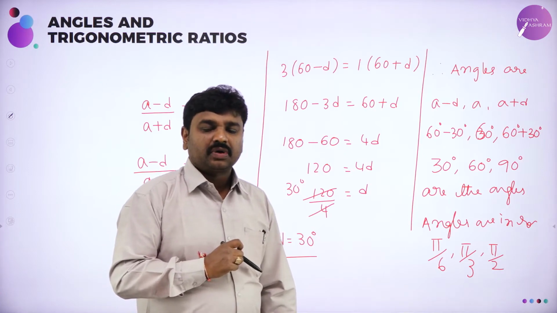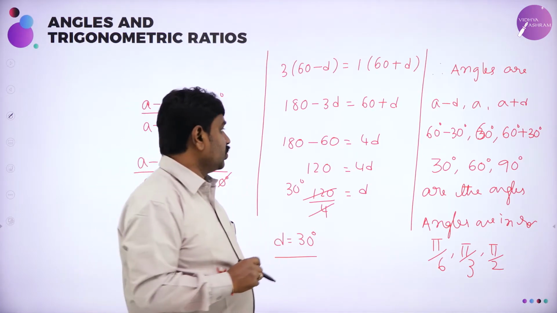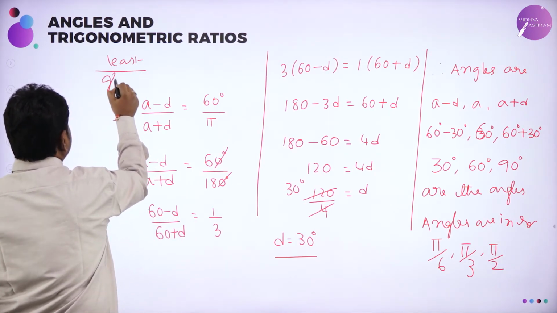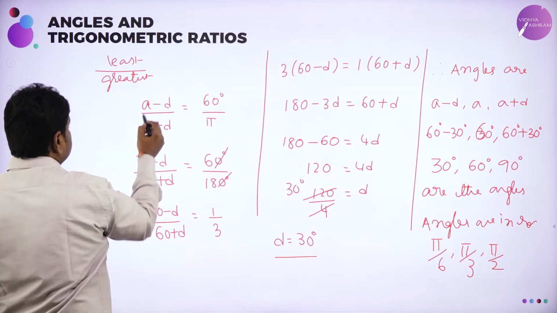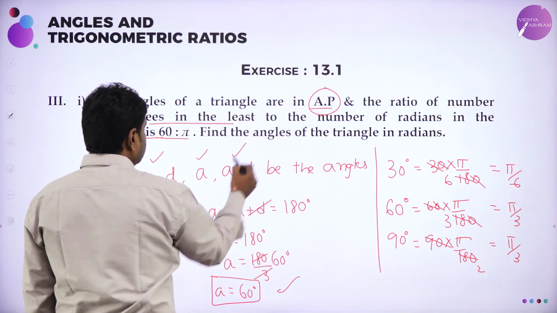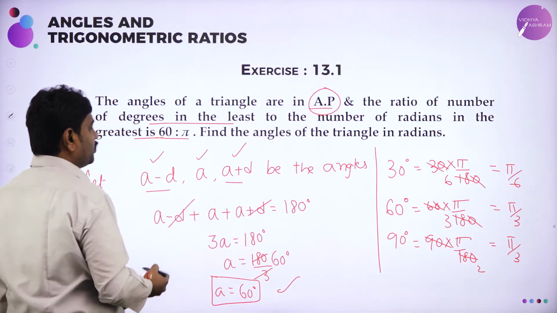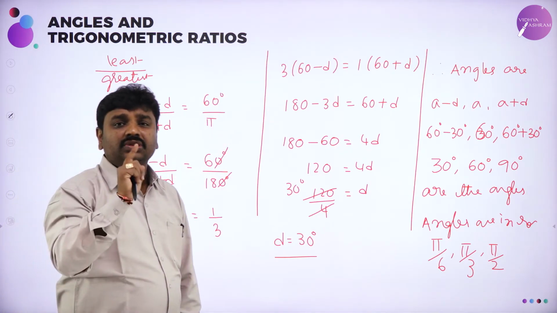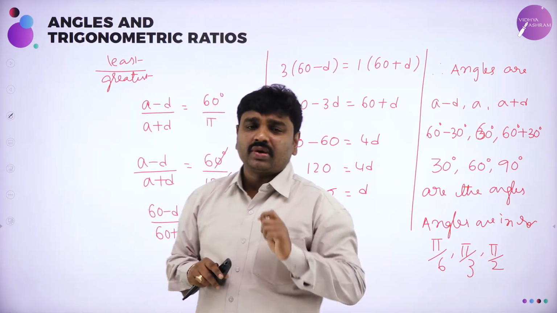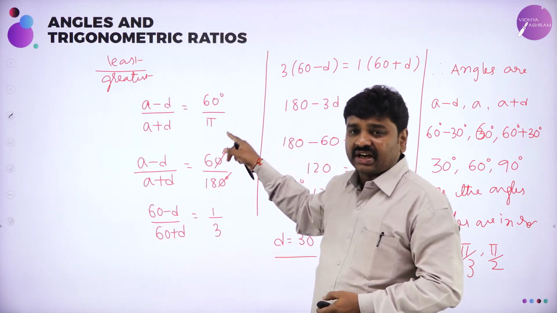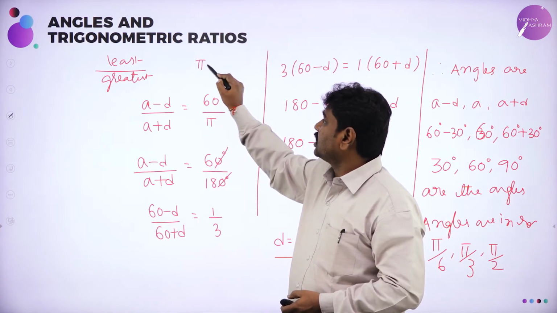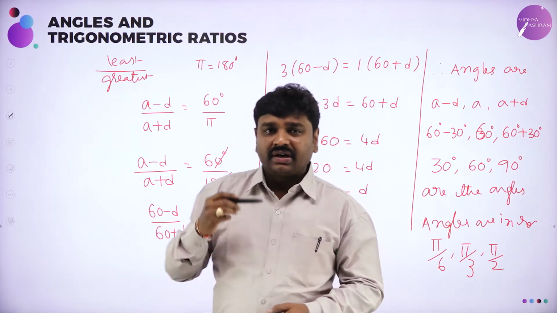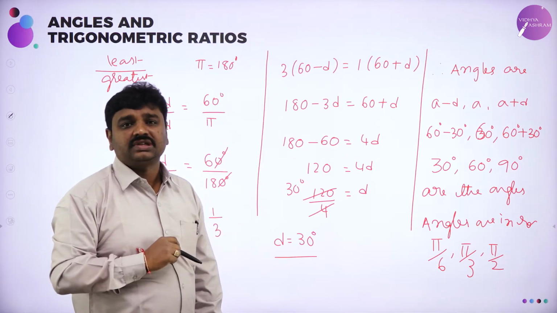What is the basic to solve this problem? Sum of the angles is 180, and they told the ratio of least to the greatest. So ratio means divided by least to the greatest. Least means out of 3 terms, A minus D, A, A plus D, least is A minus D, and greatest is A plus D. So A minus D by A plus D is 60 degrees by pi. Remember, whenever you want to take a ratio, both the antecedent and consequent should have the same unit, but one is in degrees, one is in radians. All of you know pi is equal to 180 degrees. So instead of pi radians, you write it in degrees, then you take the ratio, you'll get the required values. I hope all of you understood this.